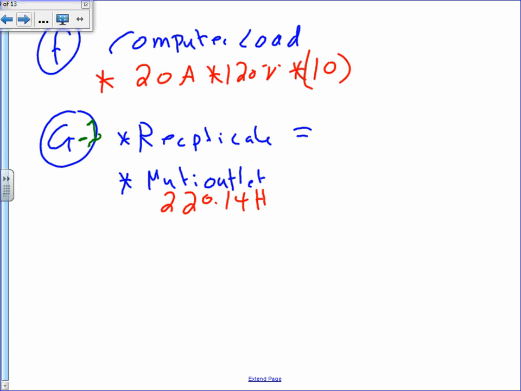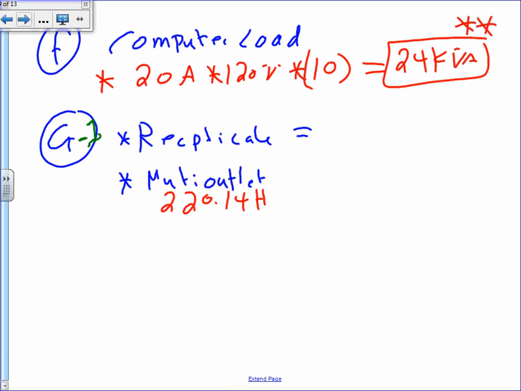So we debated multiplying by 1.25 for continuous load or not. I think this is good enough. I don't have a reference for computer load, so multiply all of them together and assume the continuous is already included in the 20 amp. That will give me, for F, 24 kVA. It's just a straight multiplication: 20 amp circuit, 120 volt, multiplied by 10 of them. So you have 10 circuits coming from a panel dedicated to servers.